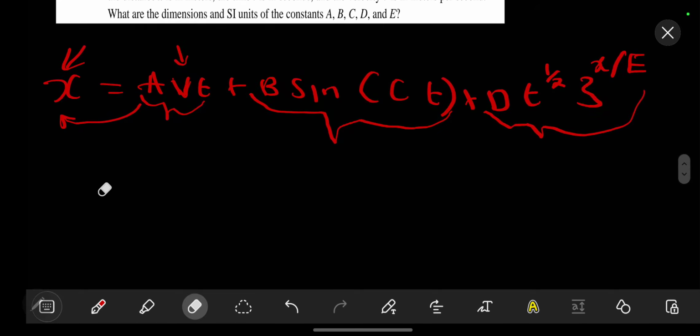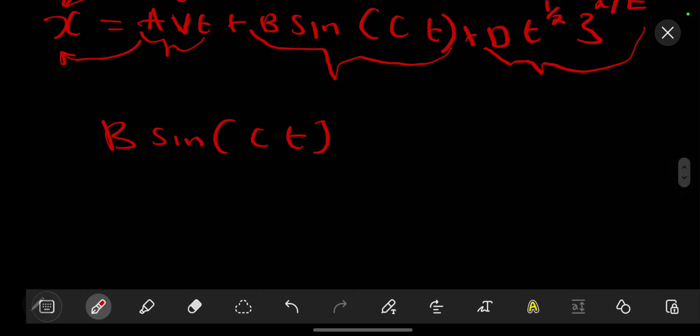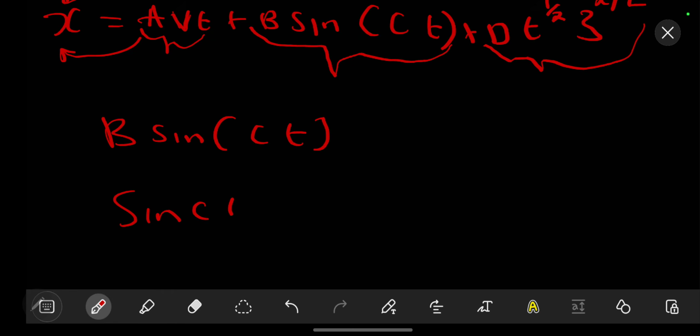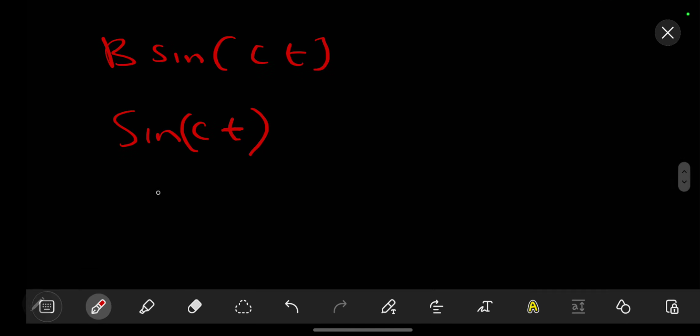For example, we have b sine of ct. Just getting the sine of ct, according to dimensional analysis, trigonometric functions, exponentials and logarithms are considered to be dimensionless. So if t is the time, then c must be the reciprocal of the time t. Already, just by looking at this, c is equal to 1 over the time.